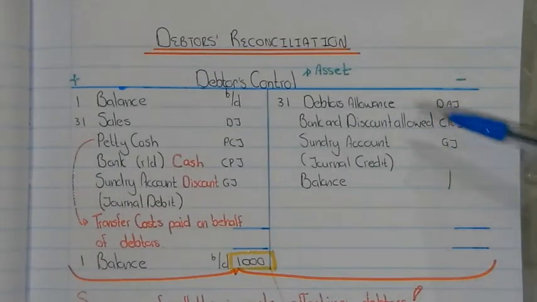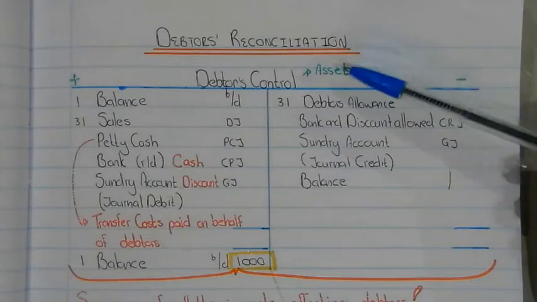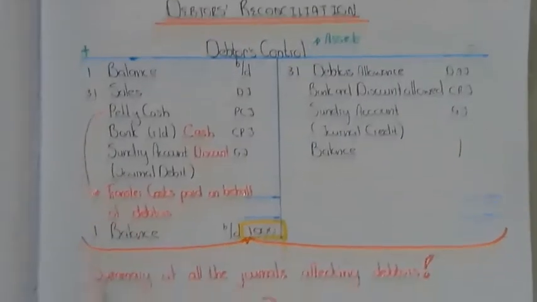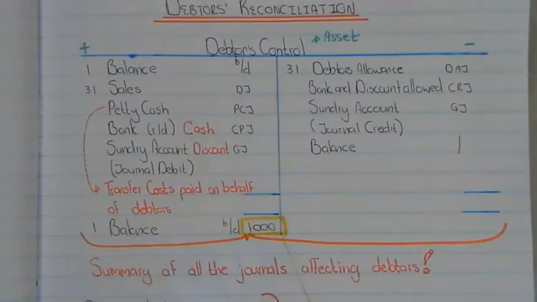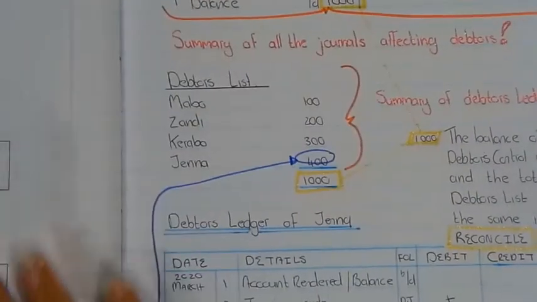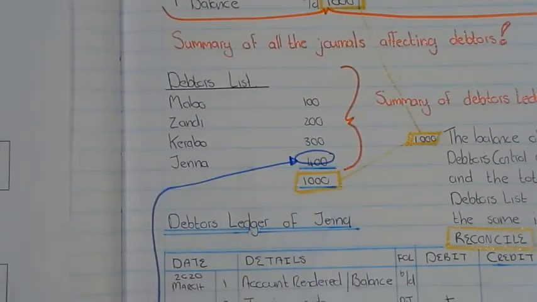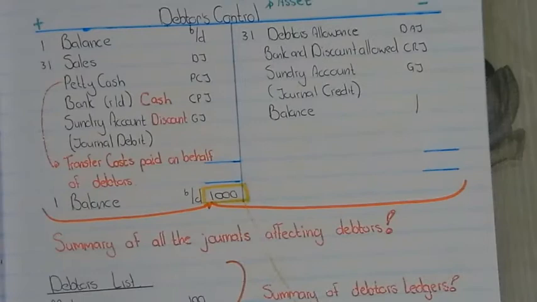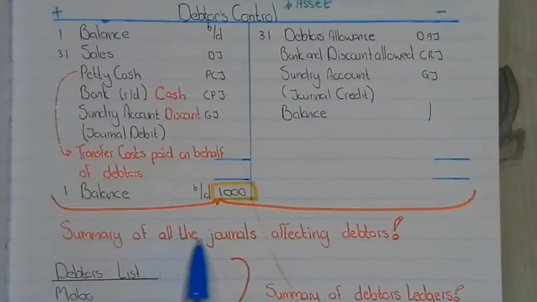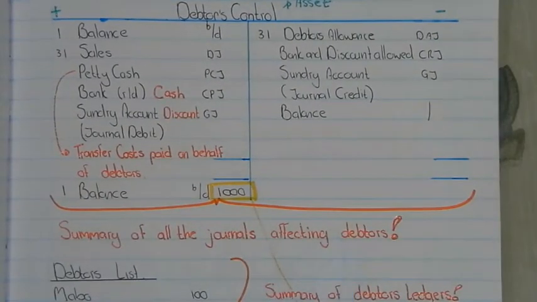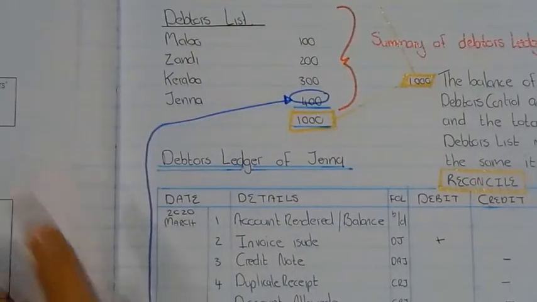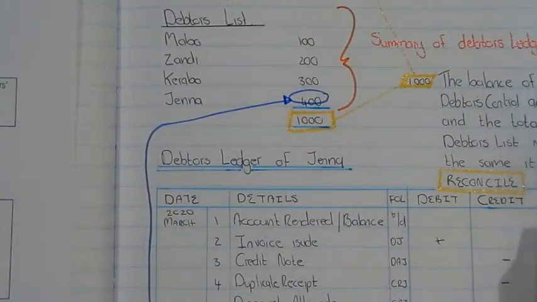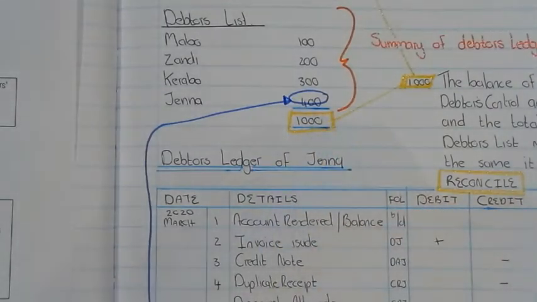Like we learned in grade 9 already, Debtors Reconciliation is when the balance of my debtors control account is the same as the total of my debtors list. Remember, your debtors control is a summary of all the journals affecting debtors, where a debtors list is a summary of all the debtors ledger accounts added together to give us our total for the debtors list.